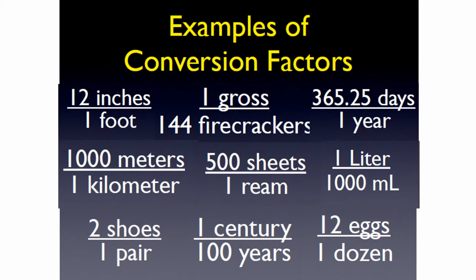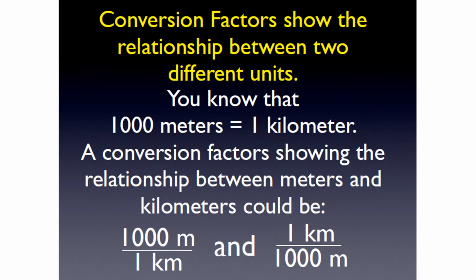You can inverse any of those. So the 12 eggs and the 1 dozen, you could switch the dozen to be on top, the eggs to be on the bottom. These are all interchangeable, in other words. Conversion factors show the relationship between two different units. You know that there are 1,000 meters in 1 kilometer. So a conversion factor would show the relationship between meters and kilometers in fraction form. So you could write 1,000 meters over 1 kilometer, or you could write 1 kilometer over 1,000 meters. Those are each equal conversion factors.